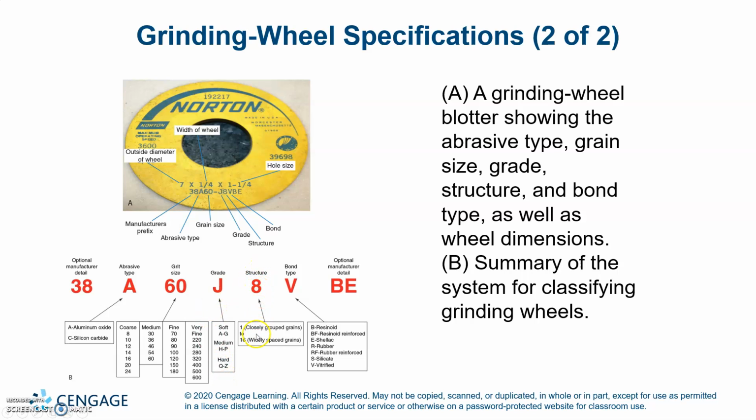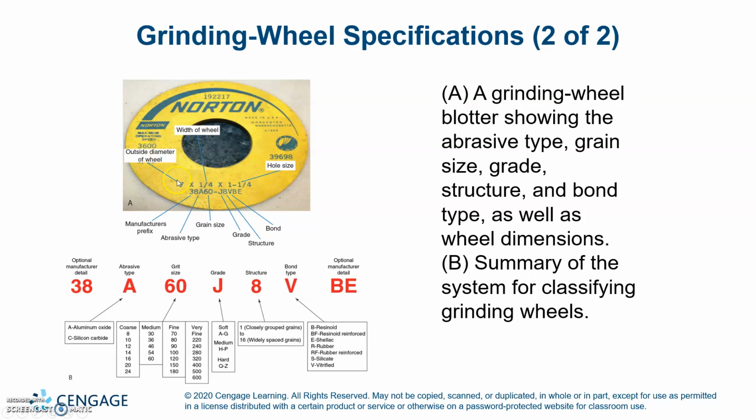Structure on this one is 8. 1 is closely grouped grains, and 16 is widely spaced grains. Bond type is V, which on this one will be vitrified. B is resinoid, BF is resinoid reinforced, E is shellac, R is rubber, RF is rubber reinforced, S is silicate, and V is vitrified. And then you get your optional manufacturer detail after that too.